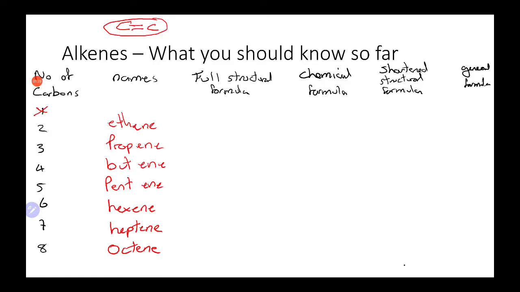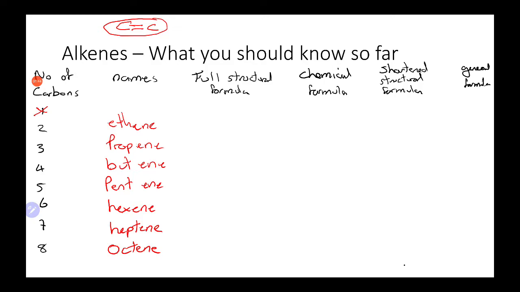Now, what that means is that when it comes to naming, we can get rid of the alkene with only one carbon, because there can't be an alkene with only one carbon, because there has to be this carbon-to-carbon double bond. And that can't happen if there's only one carbon.